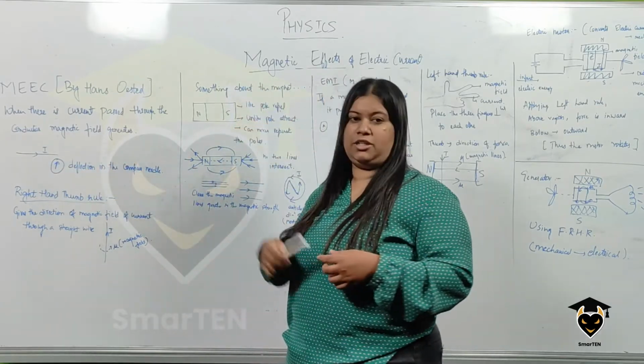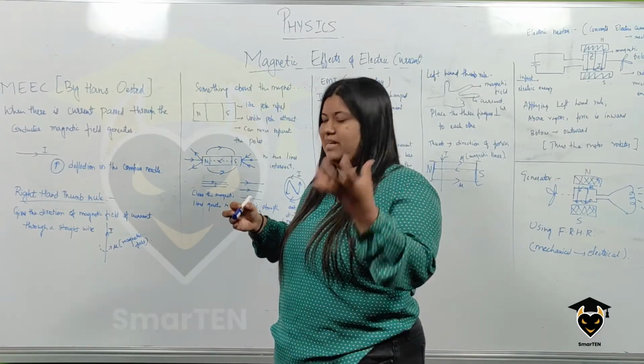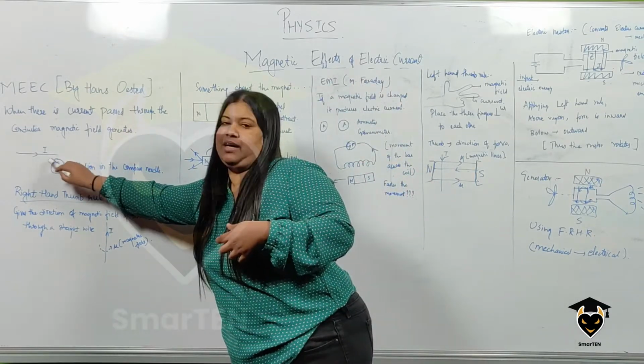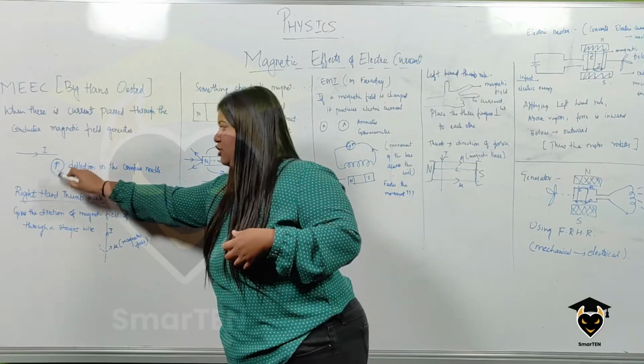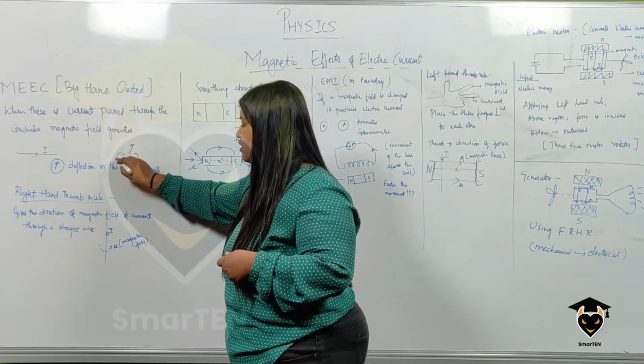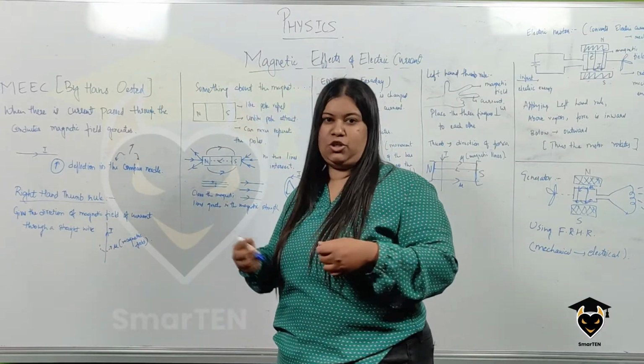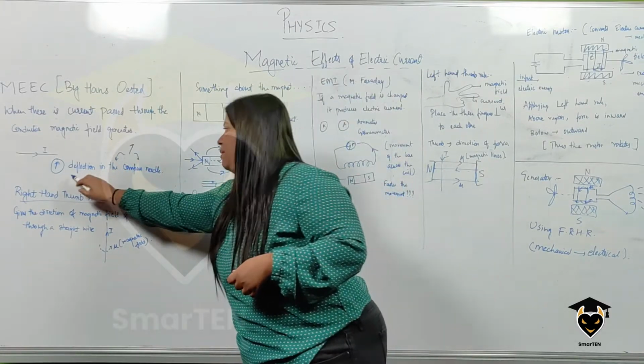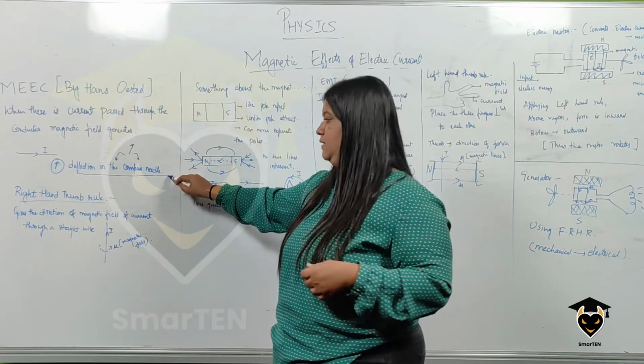So, if you pass a current through a conductor, there is a deflection in the compass needle. You know what a compass needle is. Whenever you pass a current through the conductor, there will be a slight deflection. Deflection means the needle shifts either towards the right or the left, depending upon the direction of the current applied. That is what I meant by deflection in the compass needle.